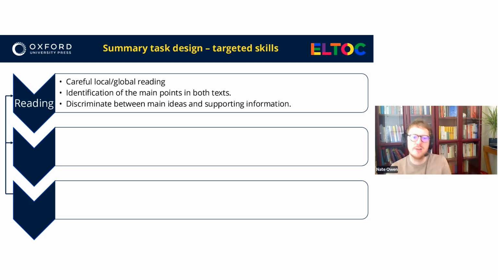This is the definition of integrated skills, or the skills within mediation that we were looking at. You can't get away from integrated skills and mediation without thinking about the sub-skills. For reading, we wanted to focus on careful local and global reading. So when creating a summary task, we wanted test takers to engage with the whole text, not just one or two parts of it. Students have to identify the main ideas in the text and discriminate between main and supporting information.